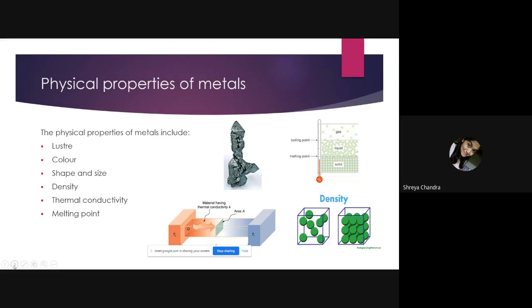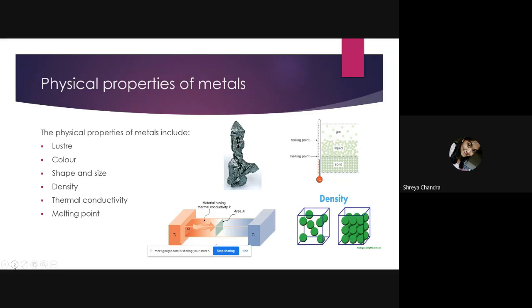Now coming to the next slide, physical properties of metals. Metals are generally shiny and lustrous, with some exceptions such as lead, and different metals differ in their colors. For example, gold has its own color, that is yellowish, and copper has its own color, that is pink to brownish. Metals differ in shape, size, as well as density.